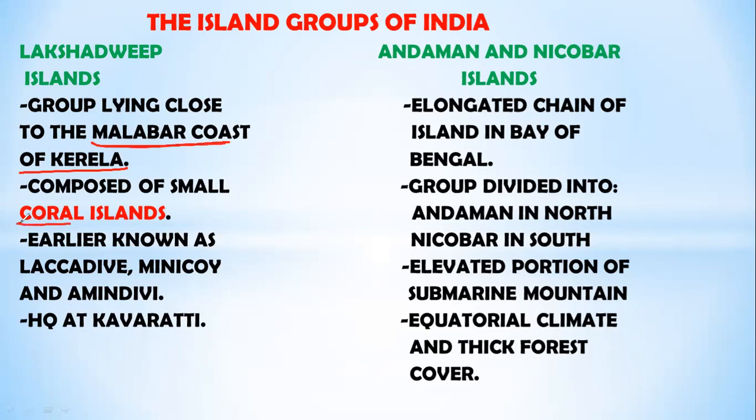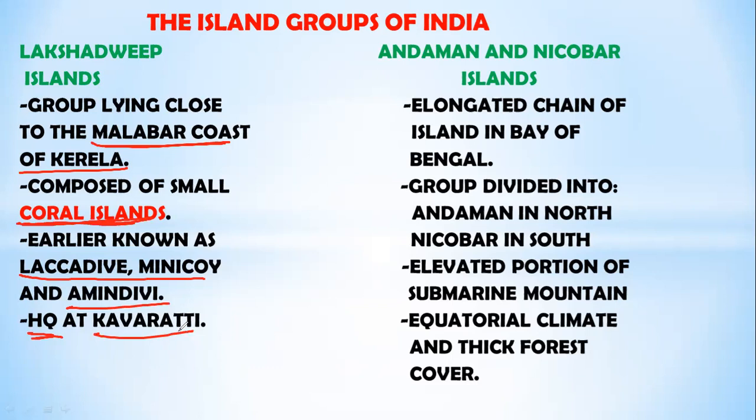It is composed of coral islands. The origin of Lakshadweep Island is basically coral. These are made up of coral reefs. What are coral reefs? We will further study. These islands were earlier known as Laccadive, Minicoy and Amindivi, and its headquarters are at Kavaratti.